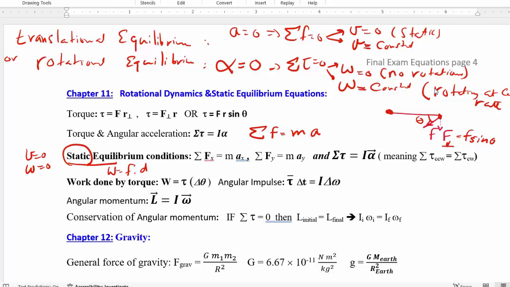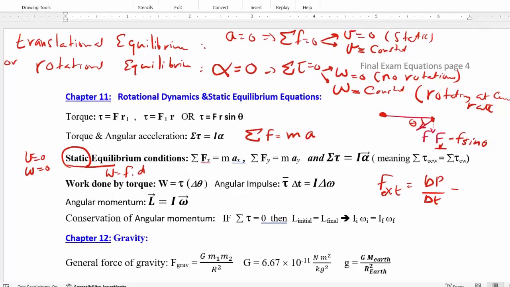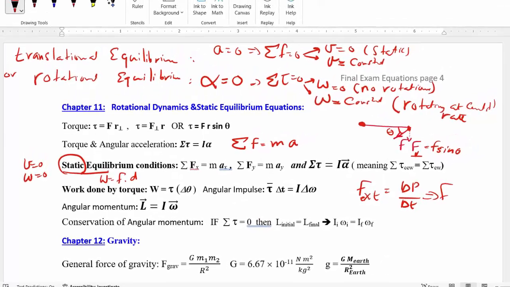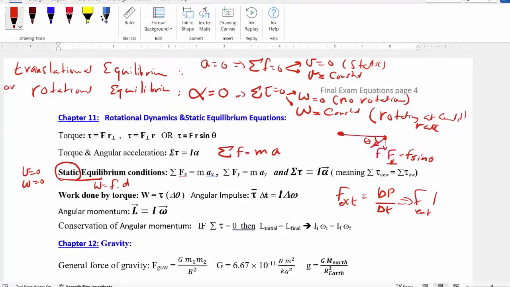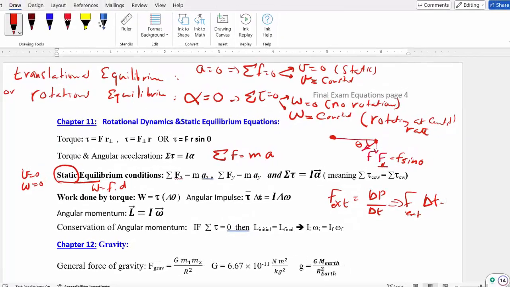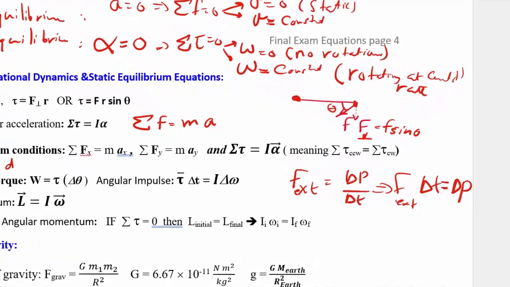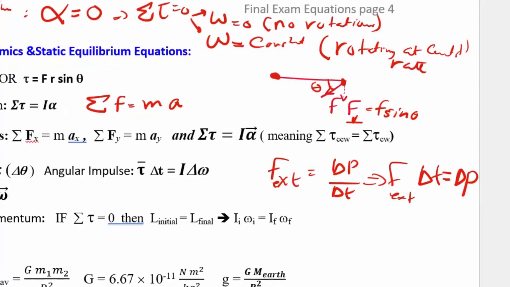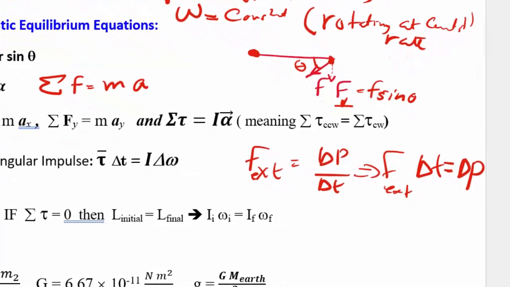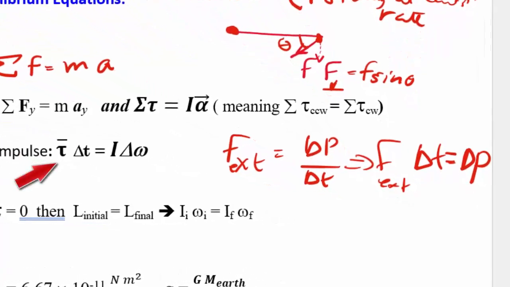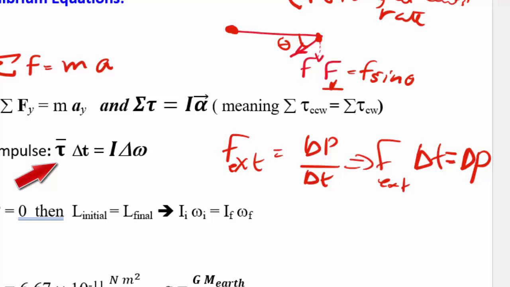And the same way we define impulse in the case of linear motion, the external force is the rate of change of momentum, delta p over delta t, which means that external force times delta t is equal to the change of the linear momentum. In the case of rotational motion, we can replace the external force by the torque. That's the average, this symbol here. The torque times the change in time.